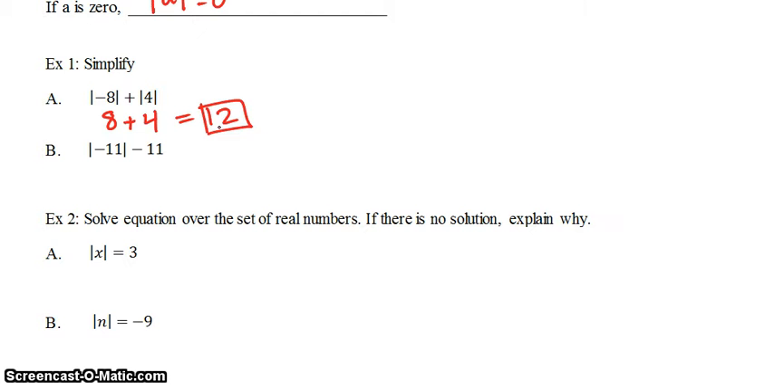Now, again, I'm going to do the absolute value first. So the absolute value of negative 11 is 11, and then I'm just going to be subtracting 11 after it, which gives us 0.